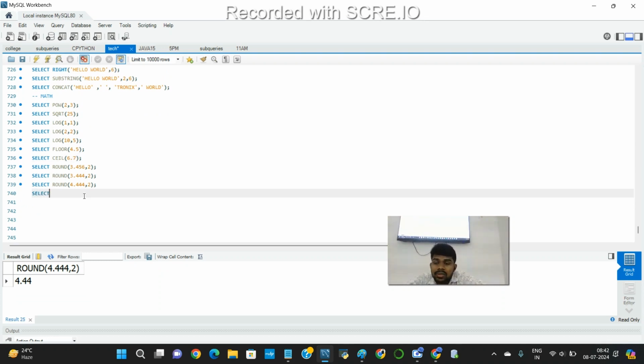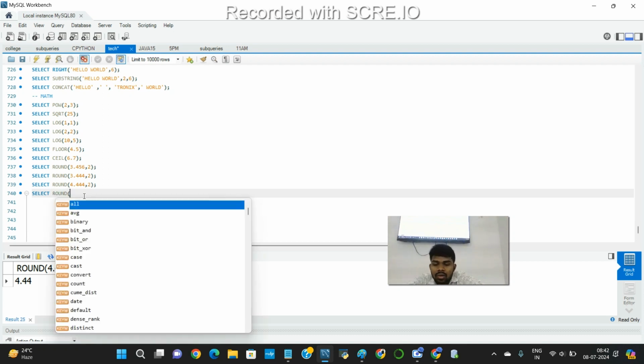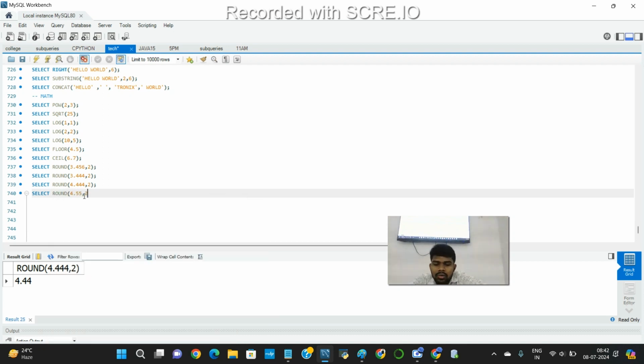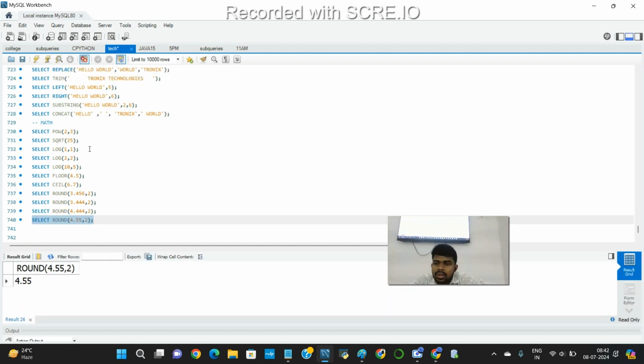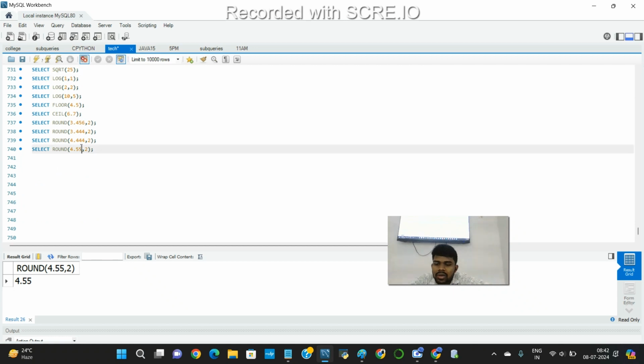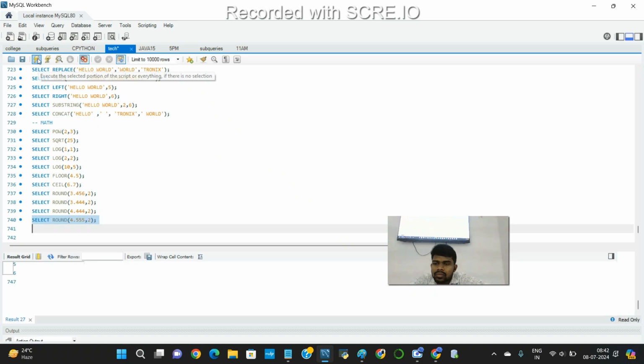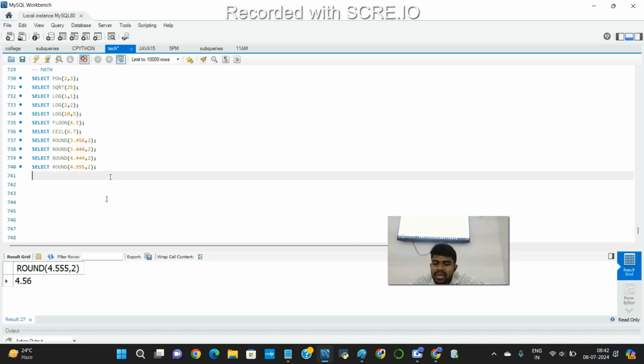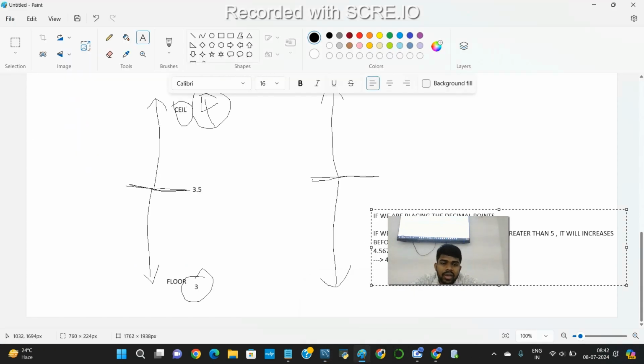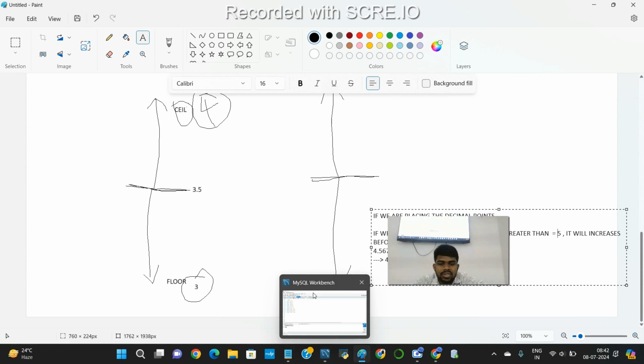Let's suppose select round off 4.55 comma 2. Let's keep another 5. Exactly. So it will increase if my remaining number is 5 or more than 5, greater than or equal to 5. I can simply keep it like this. This is the purpose of these different math functions in SQL.